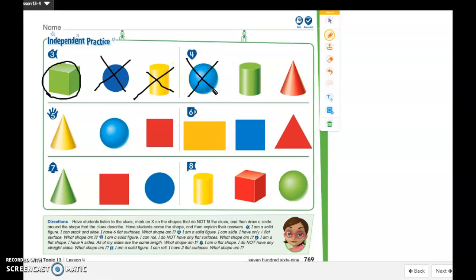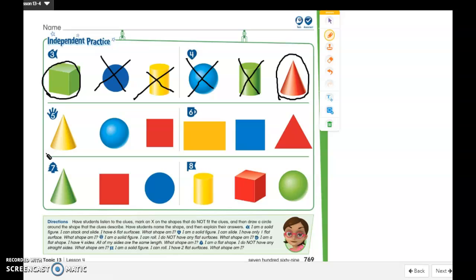Okay, I'm a solid figure. I can slide. I have only 1 flat surface. Who should I cross out? Why do I want to cross out my cylinder? I said my answer can only have one flat surface, and he has one, too, so he can't be my answer. It's called a cone.